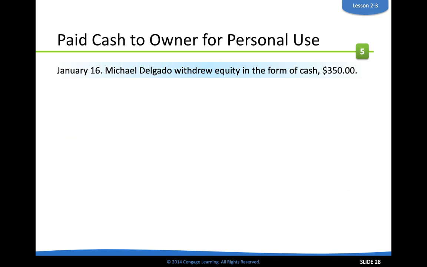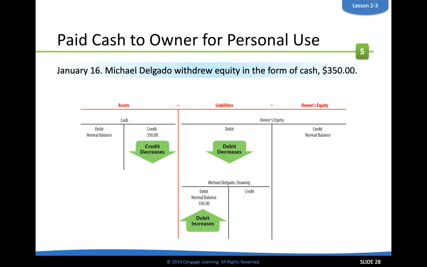Paid cash to owner for personal use. So this is a withdrawal. We know that that impacts owner's equity, and it's also going to impact cash as well. You see the sub account again, but let's just focus in on the two accounts that we're working with, which is cash, because Michael Delgado, the person, is taking cash out of the business for personal use. So cash is impacted. And then the Michael Delgado drawing account, we're going to call that his withdrawal account. That's the account that he can take money from. That is going to go up.